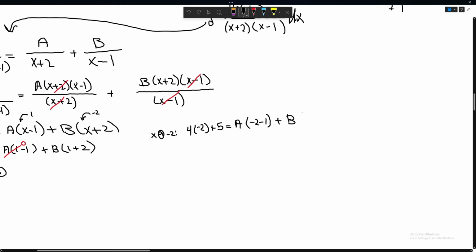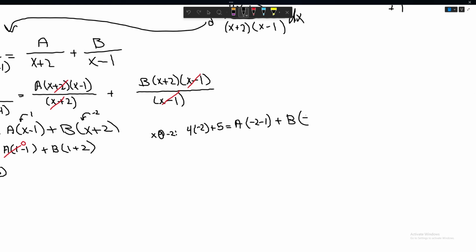plus b, and then what I'll get is -2 plus 2. And as you can see, I'm writing upwards, I don't know why. This whole thing goes to 0. And 4 times -2 is -8. -8 plus 5 is -3 equals, so -2 minus 1 is -3, so -3a. And now when I divide, I will get 1 equals a.